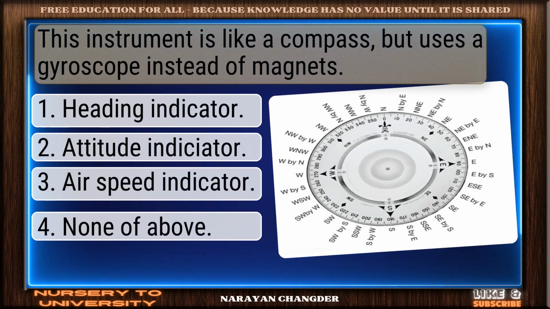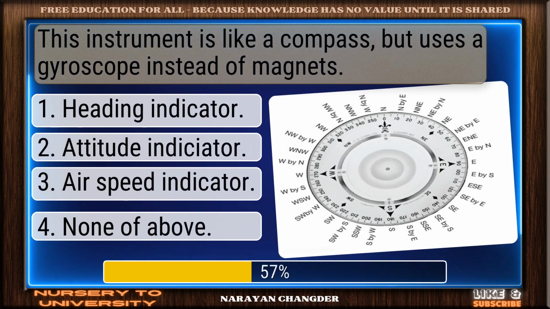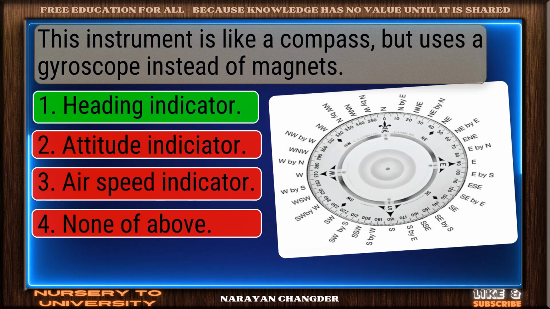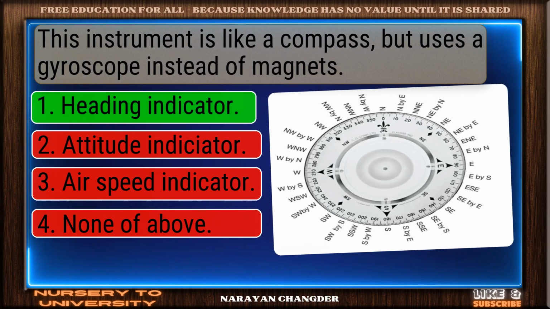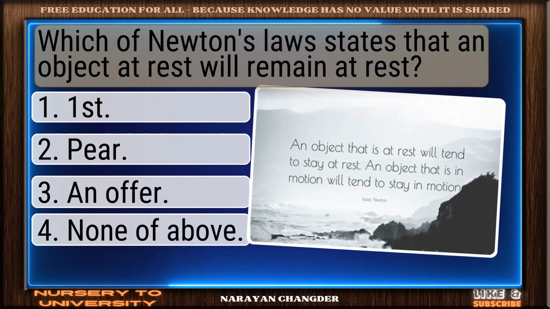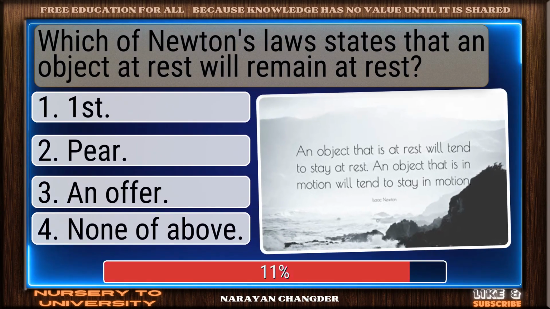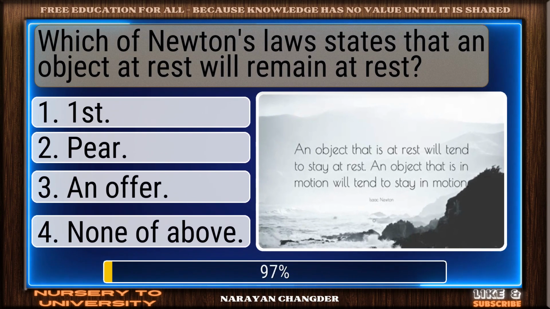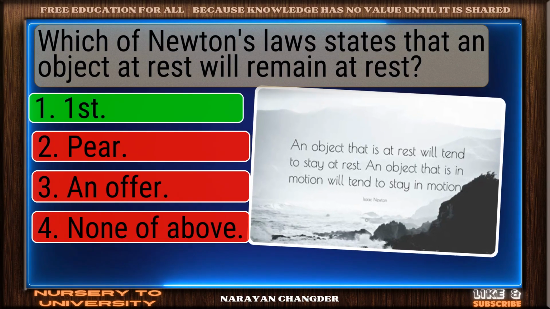This instrument is like a compass, but uses a gyroscope instead of magnets. Smart move. Heading indicator is an accurate answer. Which of Newton's laws states that an object at rest will remain at rest? Exactly. First makes sense, and it is the right choice.